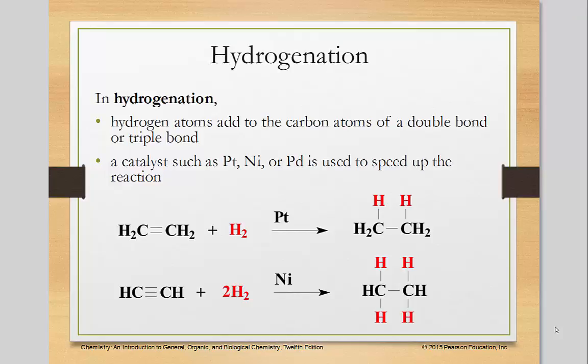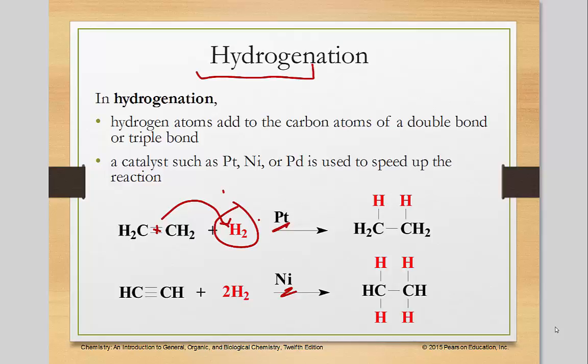You can remember what each reaction is just by looking at the word. Hydrogen is actually in the word. That's a key right there to know that you're adding hydrogen. Here's that catalyst right here. So essentially this bond is broken. It attaches to the hydrogen.